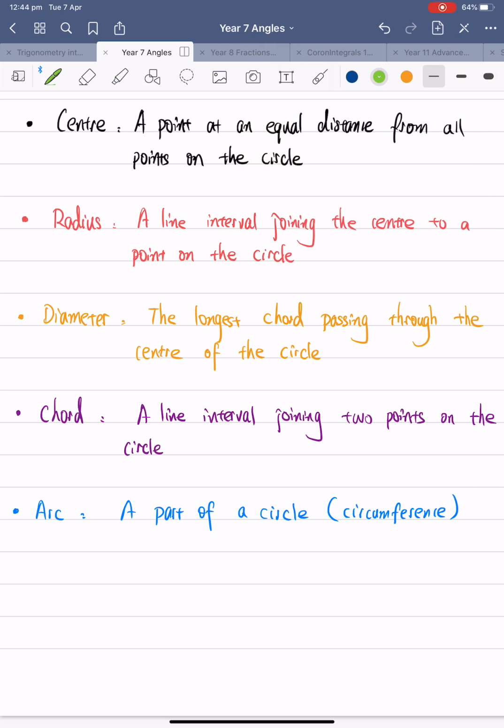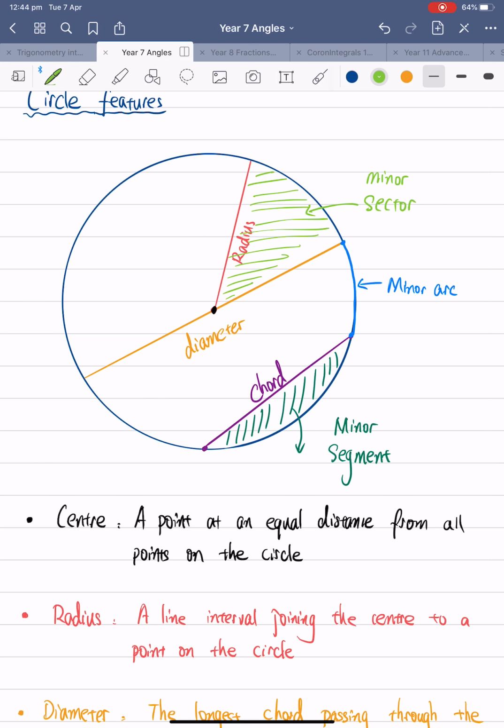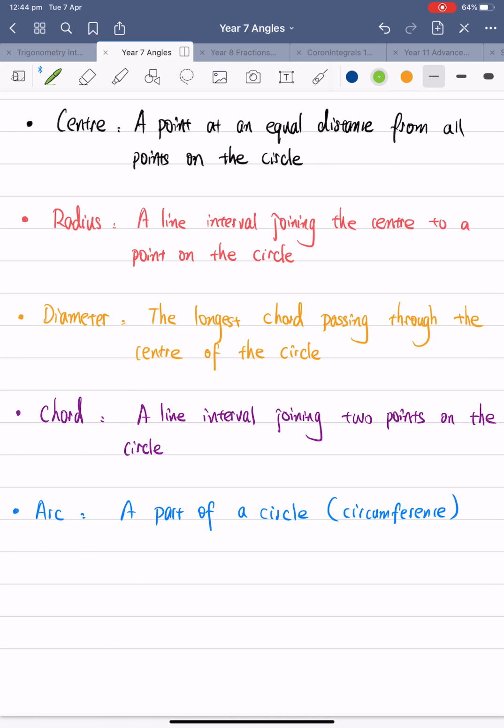All right, so the next one is a sector, either minor sector or major sector. What is the definition of a sector? A sector is just a region bounded by the two radii and an arc. Now, what is a radii? Well, it's the plural of radius.